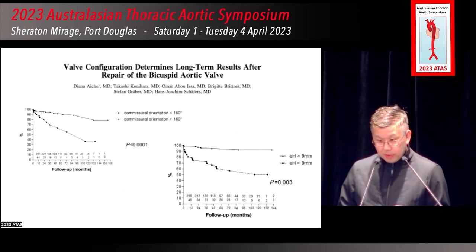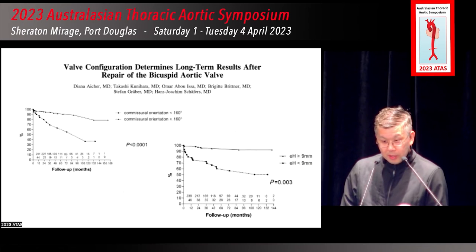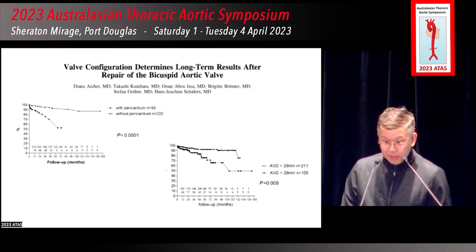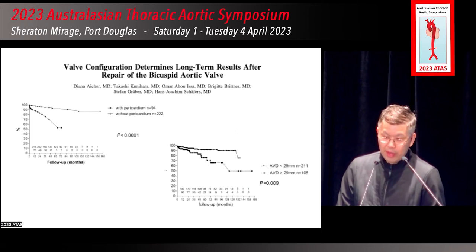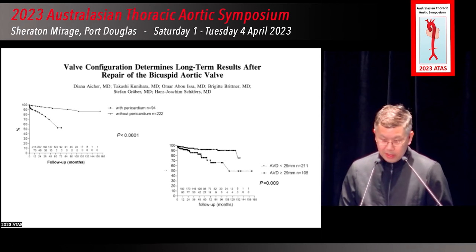If the initial commissural orientation was less than 160 degrees, i.e. a very asymmetric valve, those valves are more likely to not do as well in long-term follow-up. Same if the effective height of the initial valve was over 9 millimeters, that was a much more durable valve compared to those that were less than 9 millimeters. Same, if you needed a pericardial patch, those valves often fail within about 6 years. And if the original AV diameter was over 29 millimeters, those valves were not as durable as those that had less annular aortic dilation.